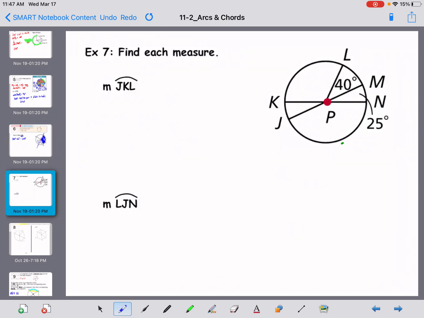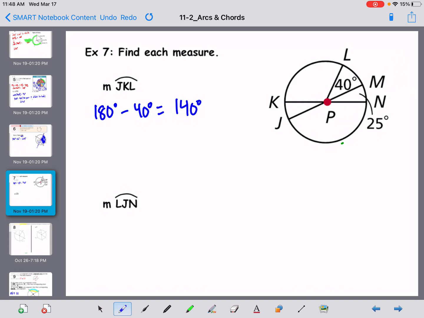I need to find JKL. So JKL. All right, again, I'm looking for my diameter. It's 180. 180, subtract this 40 will leave me with what I'm left over with, which is going to be 140. That's pretty easy. That was just like the same one.